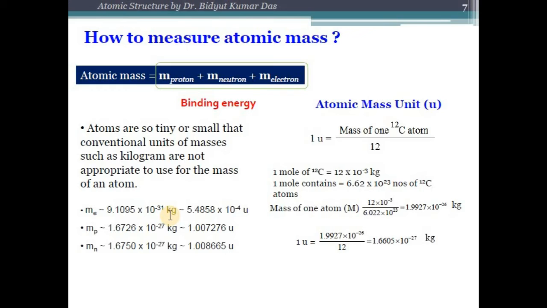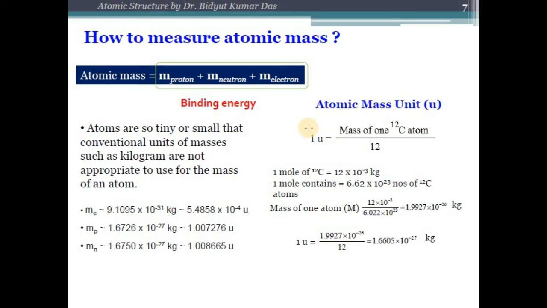Therefore, a new unit is basically used to measure the atomic mass, which is known as the atomic mass unit, and it is represented by U. So what is the atomic mass unit? It is basically 1/12 of the mass of a carbon-12 atom. That means it is 1/12 the mass of one carbon-12 atom.